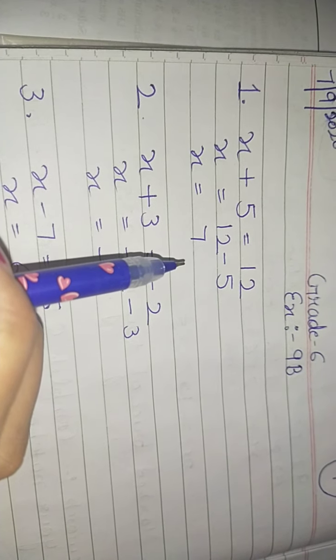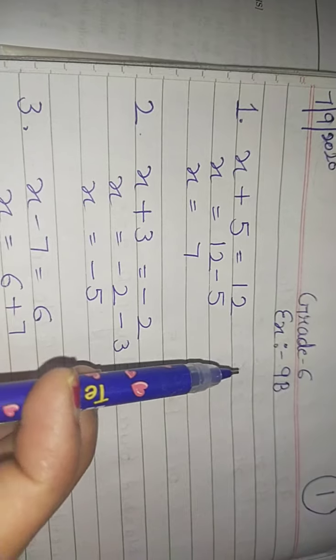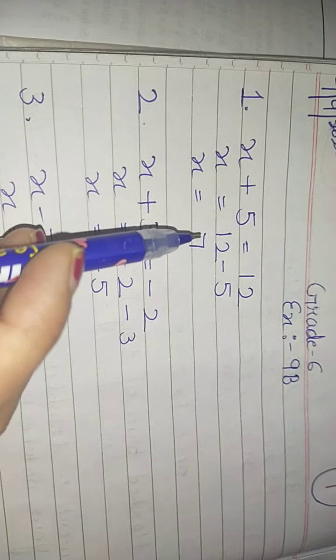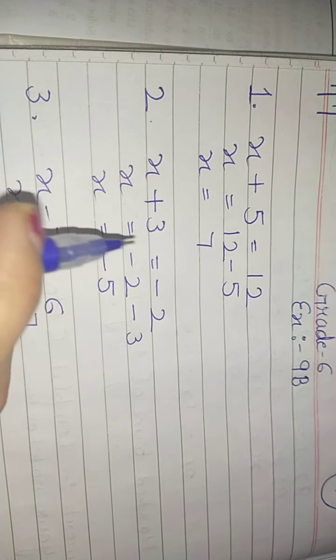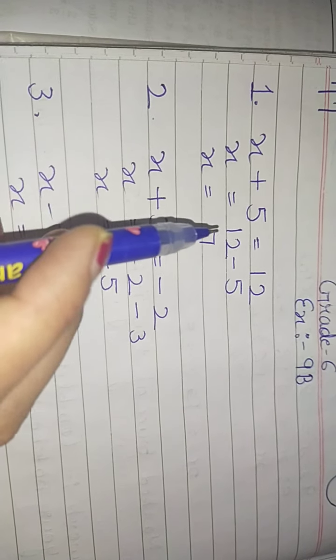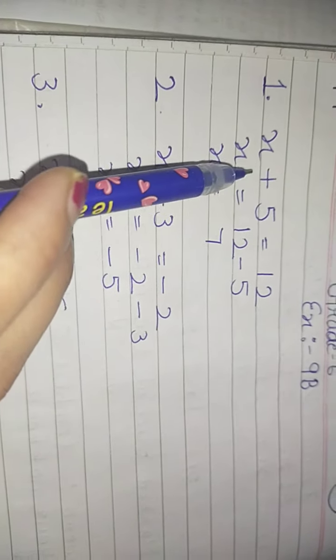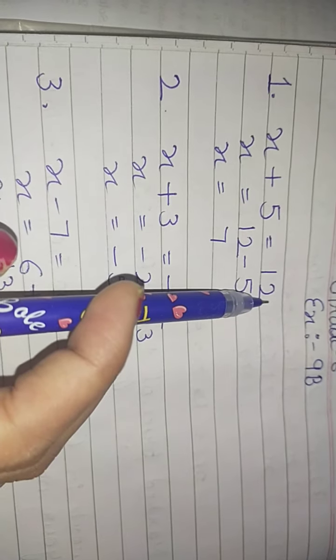In this chapter we will do only exercise 9b. So in this exercise we are given some equations and we have to prove the equality and find the value of x. The first question is x plus 5 is equals to 12.